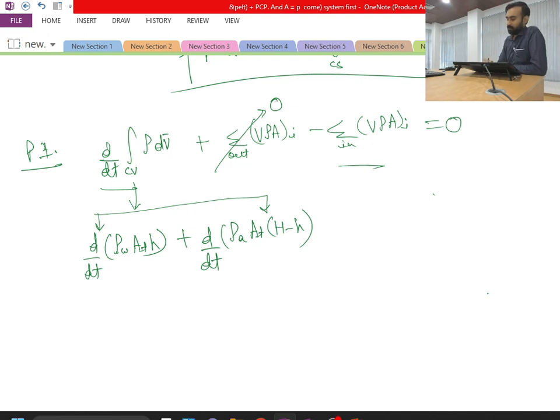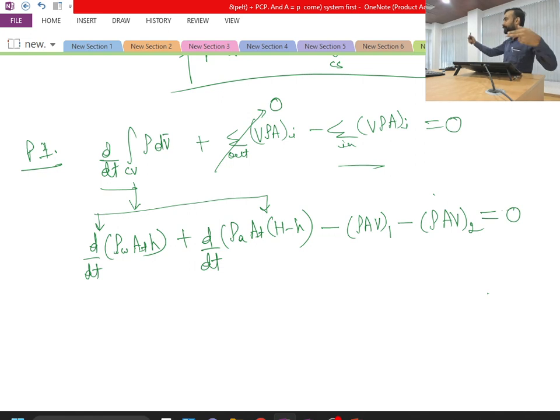Now this term is already 0, minus what is rho AV? So it will be rho A V1 minus rho A V2. Okay, rho A V1 minus rho A V2, and this ultimately will be equal to 0. Why 1 and 2? Because 1 and 2 are the two inlets, okay, which are connected to the tank.